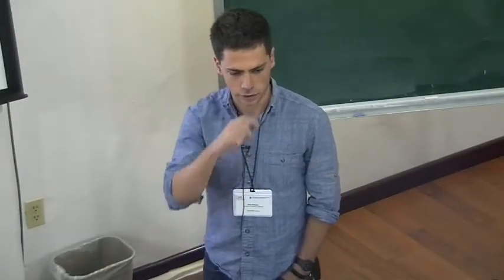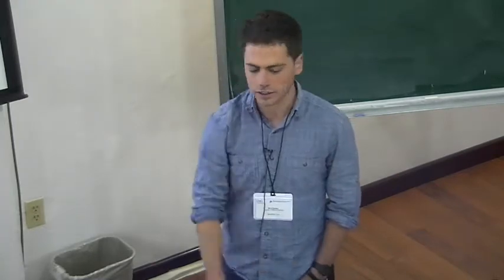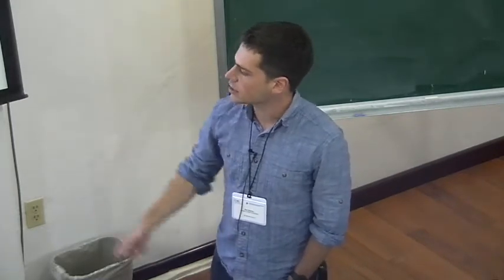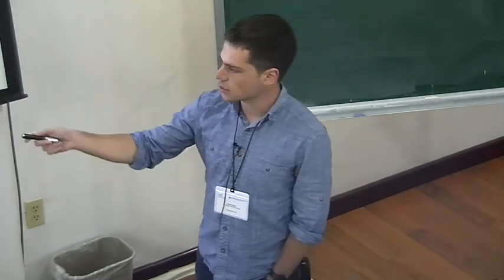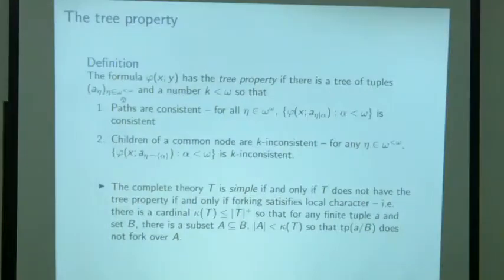You can think of the tree property as a witness to the failure of local character, because it is a lot of dividing. And what does local character say? It's a kind of compactness phenomenon. It says that regardless of how big my type is, I can always find some subset of it, uniformly bounded by this cardinal kappa(T), which is less than or equal to the successor of the size of the language, such that the type of a over b doesn't fork over this small subset. So all the essential information about a is contained in this small subset. OK, so the tree property, its negation characterizes simplicity.